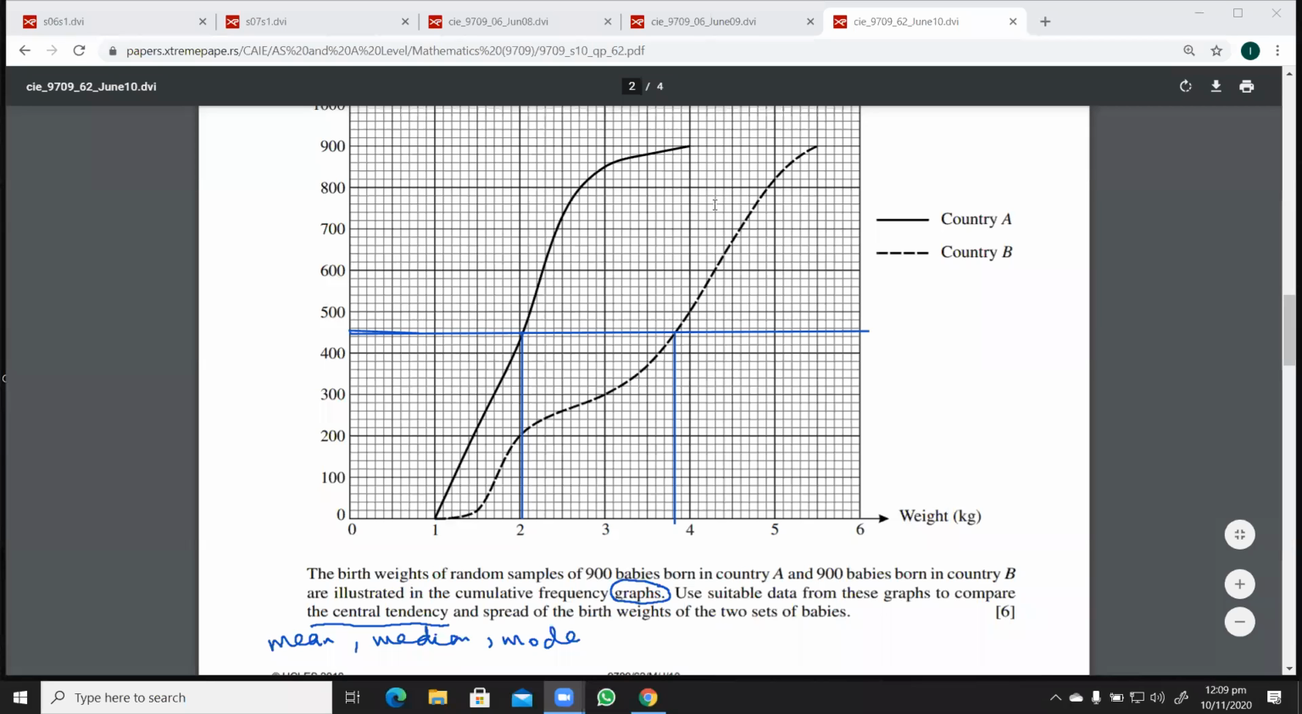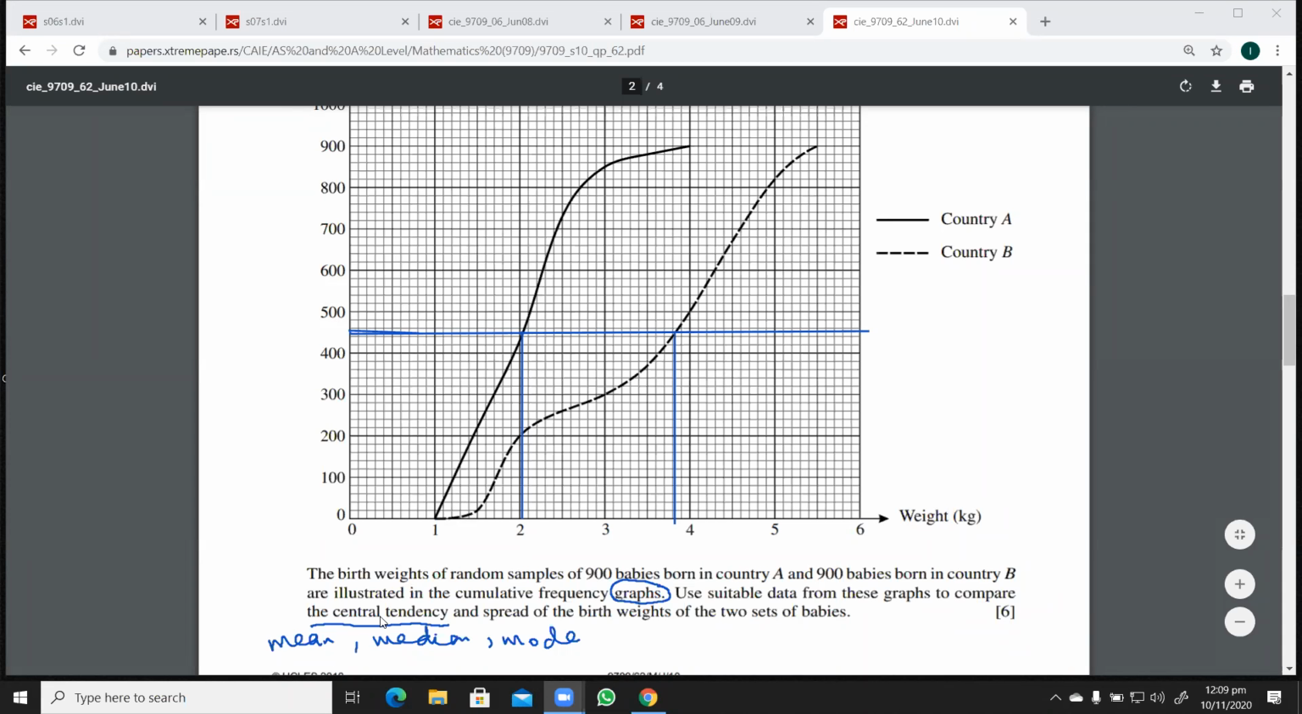And then it says use suitable data from these graphs to compare. So we have picked the median to compare these two graphs, and the spread of birth weights. So which country's birth weights are more spread out? If you look at the range of country A, this is from 1 to 4, so there is a range of 3. While country B's children are weighing from 1 to 5.5, so there is a bigger range of weights in country B.